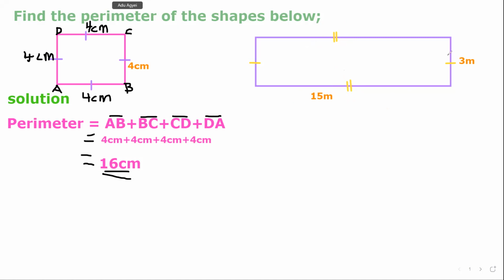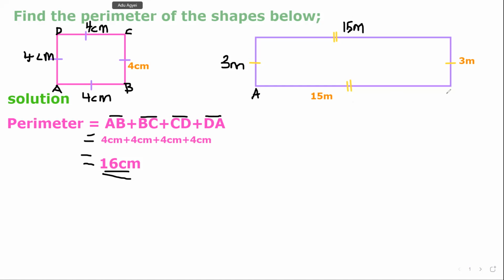So without wasting time, let's label the dimensions. Therefore here too is what? 3 meters, because the opposite sides of a rectangle are always the same. And here too is what? 15 meters, because the opposite sides of a rectangle are also the same. Good. Now we label our joints here.